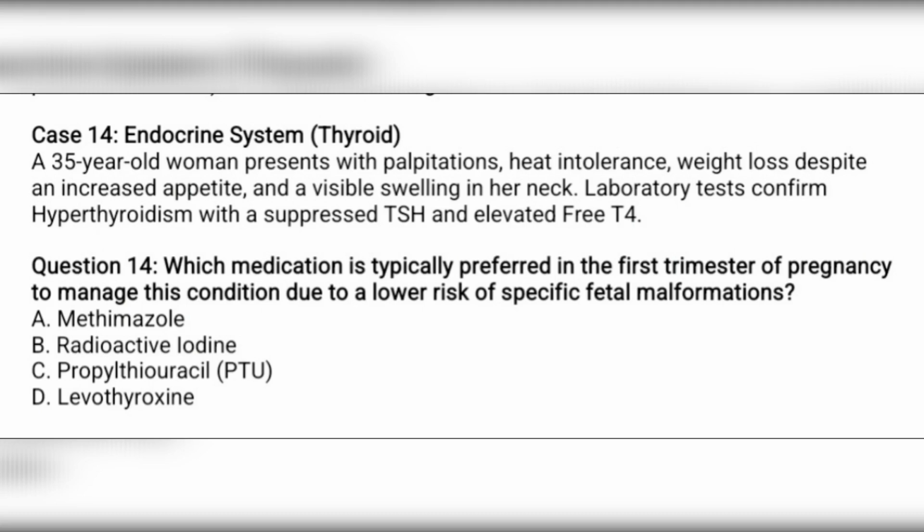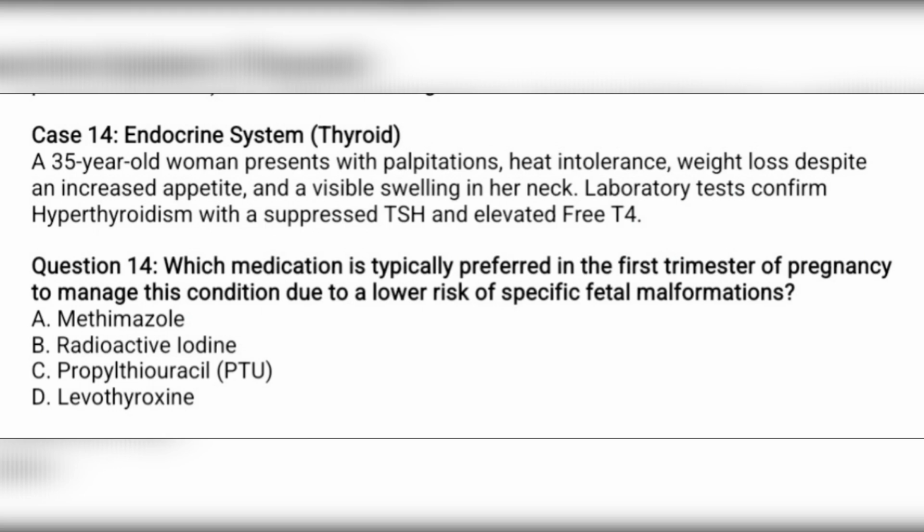Case 14. Endocrine system, thyroid. A 35-year-old woman presents with palpitations, heat intolerance, weight loss despite an increased appetite, and a visible swelling in her neck. Laboratory tests confirm hyperthyroidism with a suppressed TSH and elevated free T4.